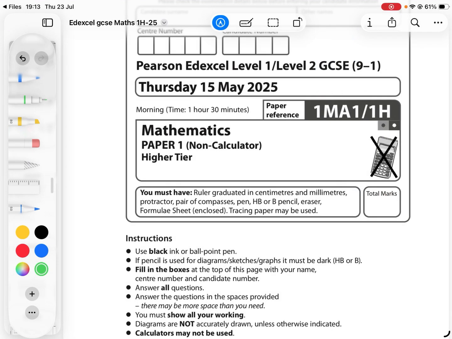Hi, I'm going to walk through mathematics Edexcel paper 1, higher tier, May 2025.